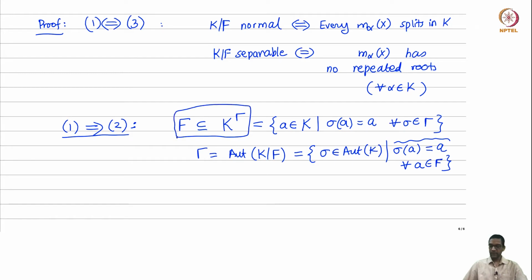Now what we need to really prove is that the other inclusion also holds, which is that K gamma is contained in F. So we now need to show K gamma is also contained in F, and we will prove this by contradiction. So suppose not.